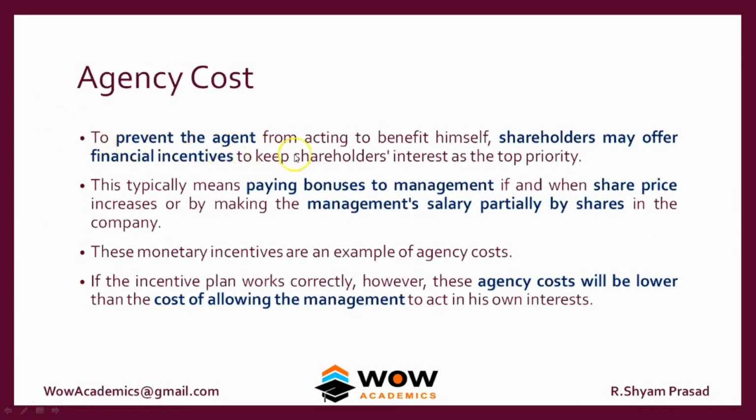To prevent the agent from acting to benefit himself, shareholders may offer financial incentives to keep shareholders' interest as the top priority. So the shareholders are giving some kind of financial incentive to the agent so that he acts in the benefit of the principal's interest. This typically means paying a bonus to management if and when the share price increases, or by making the management salary partially paid by shares in the company.